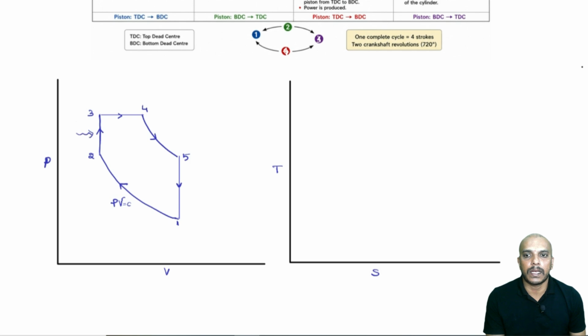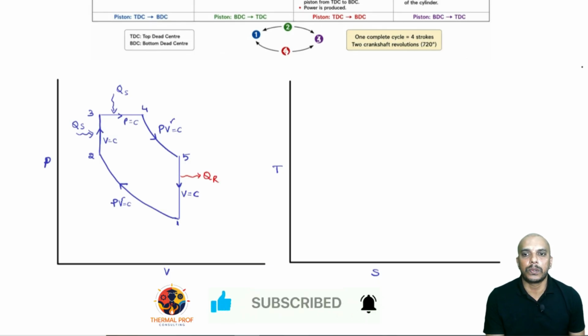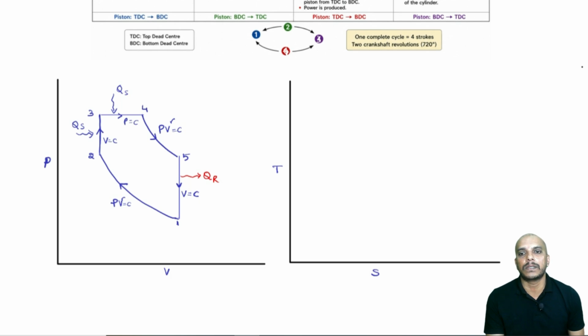This is where heat is added, Q supplied. That is volume constant. Now, heat is again added here. That is pressure constant, and 4 to 5 is reversible adiabatic expansion. Then 5 to 1 is volume constant heat rejection. So, heat is supplied during 2 to 3 as well as 3 to 4, which is at constant volume as well as constant pressure. This can be written in a TS diagram as well.